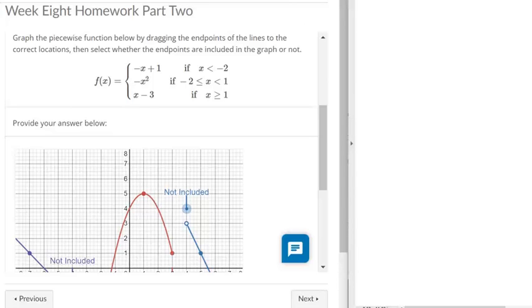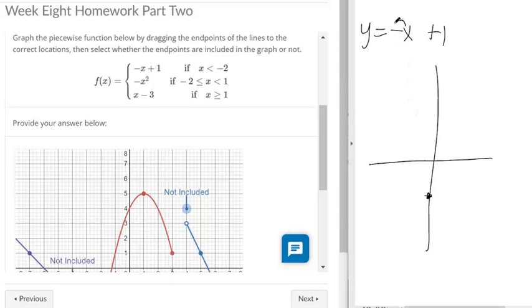So with each of the pieces of the piecewise function, you could think of them as their own little equations. Like the top row is y equals negative x plus 1. Remember how to graph that? That has a y-intercept of negative 1 and has a slope of negative 1, which means it goes down 1 to the right 1, or in reverse, you could go up 1 to the left 1. That's the graph of y equals negative x plus 1.